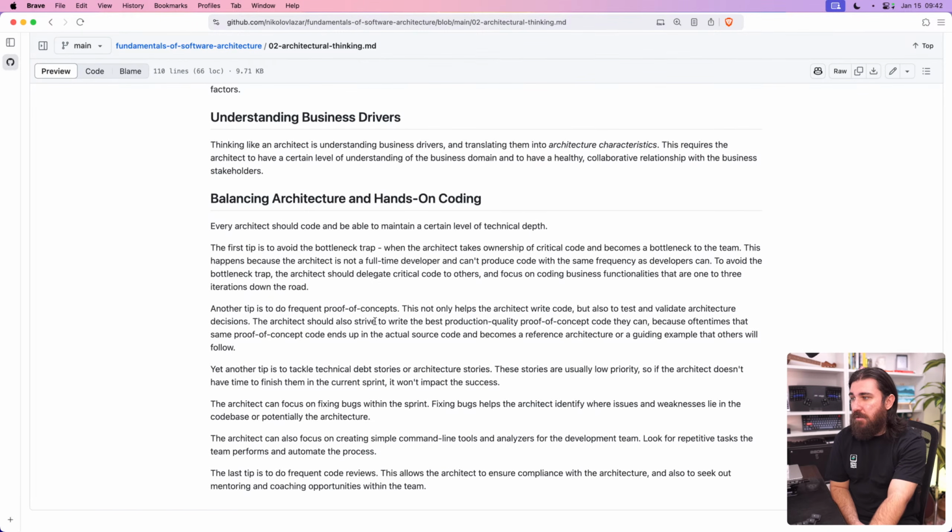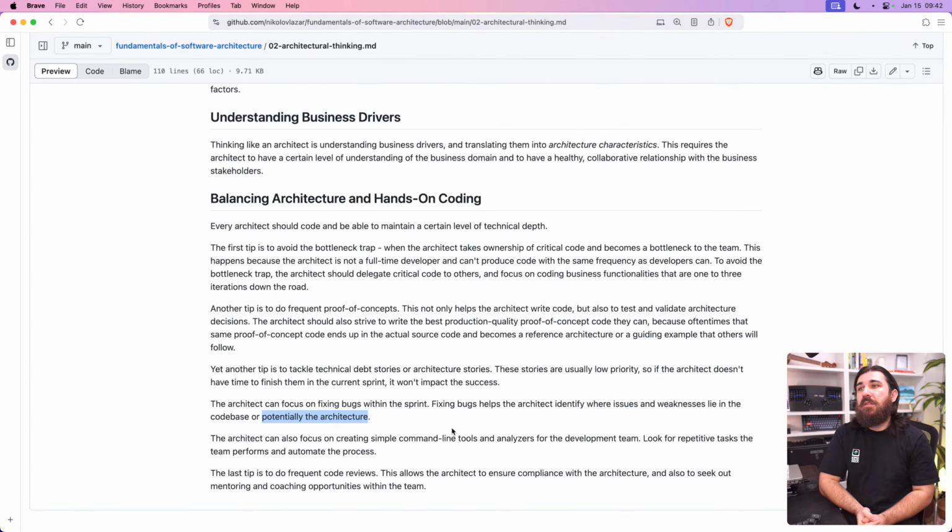Another thing that the architect can focus on to maintain hands-on coding is fixing bugs. This is important. I mean, we know as developers that we don't want to fix bugs, we want to build features, right? Architects have a special benefit of focusing on bugs because bugs will help identify where the issues are and where the weaknesses lie in the code base or potentially even the architecture, right? Some bugs are caused by the architecture itself or by the structure, right? And you made that decision.